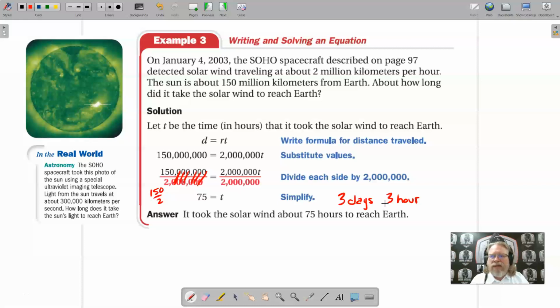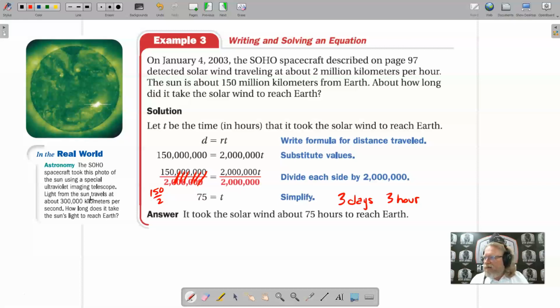So that means whenever the solar wind hits the Earth, it actually came from the sun that you were seeing 3 days ago. And whenever you look up at the sun now, the solar wind from what you're looking at is actually going to hit 3 days later. Interesting. The SOHO spacecraft took this photo of the sun using a special ultraviolet imaging telescope.